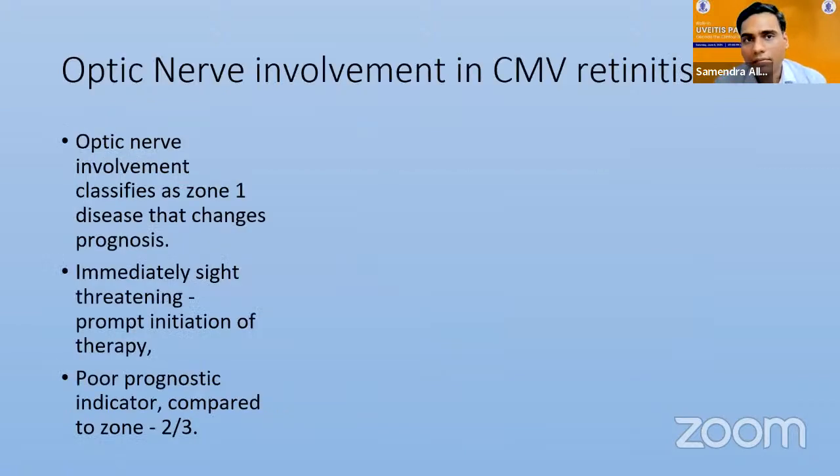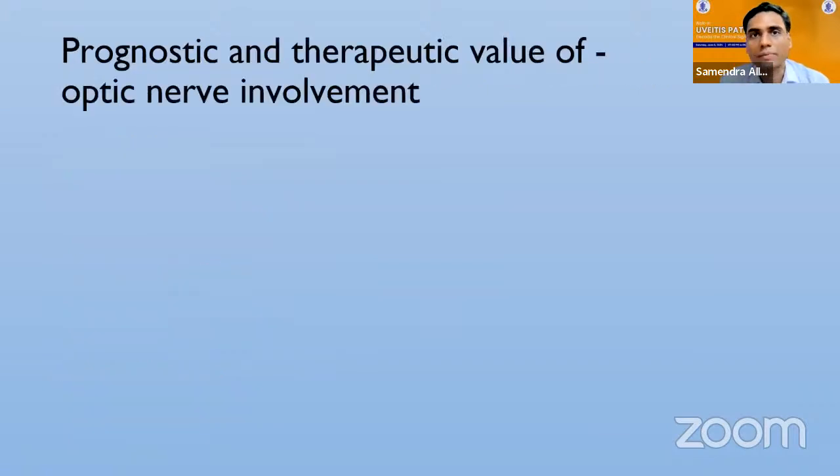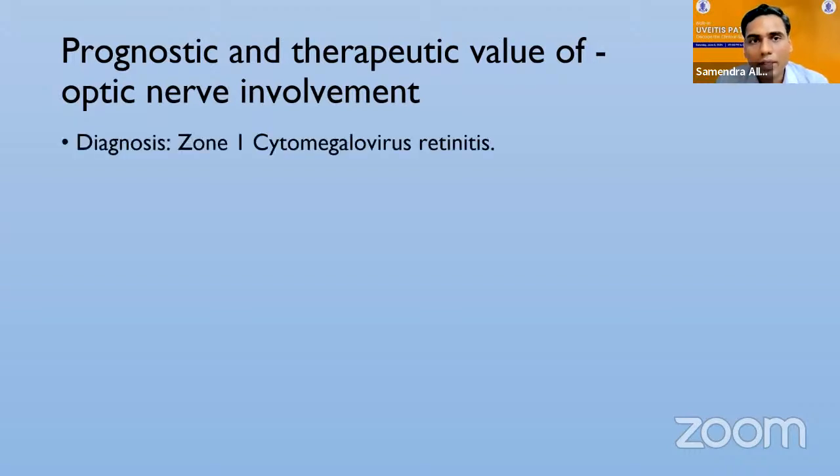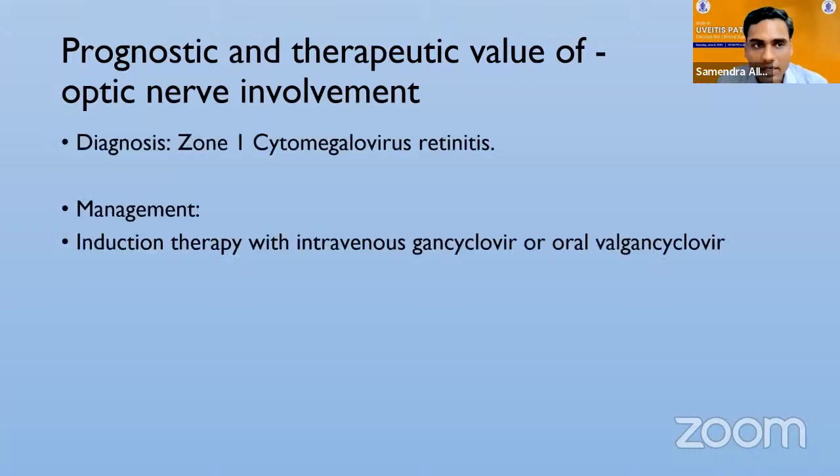Now, what happens in CMV? The optic nerve involvement can be classified as that of zone 1 disease that changes the prognosis. It can be immediately sight-threatening disease, which in zone 1 will require prompt initiation of therapy. However, it also indicates poor prognosis compared to zone 2 and zone 3. Now, the prognostic and therapeutic value of optic nerve involvement in CMV retinitis is based on the involvement of the optic nerve head.